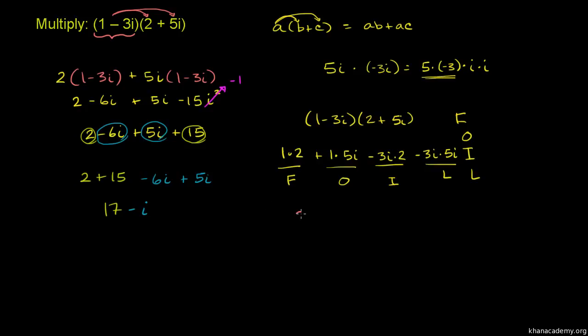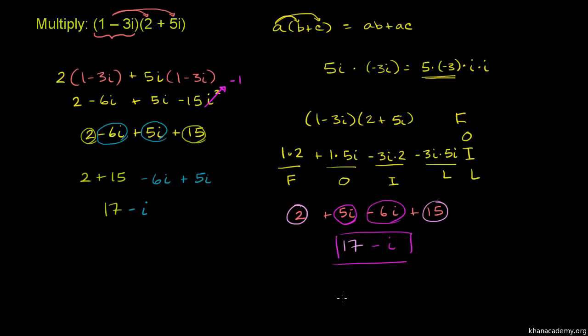1 times 2 is 2. 1 times 5i is 5i. Negative 3i times 2 is negative 6i. And negative 3i times 5i, well, we already figured out what that was. Negative 3 times 5 is negative 15, but i times i is negative 1. Negative 15 times negative 1 is positive 15. Add the real parts: 2 plus 15 is 17. Add the imaginary parts: 5i minus 6i gives negative i. And once again, you get the exact same answer.